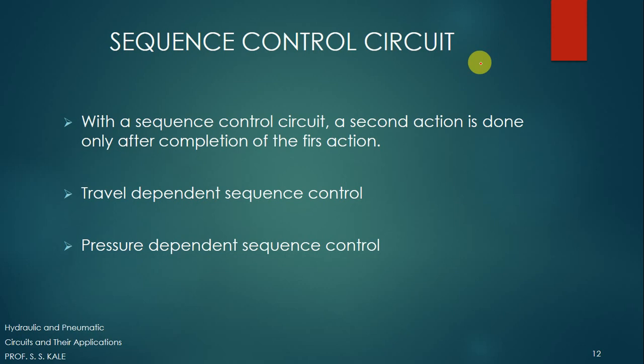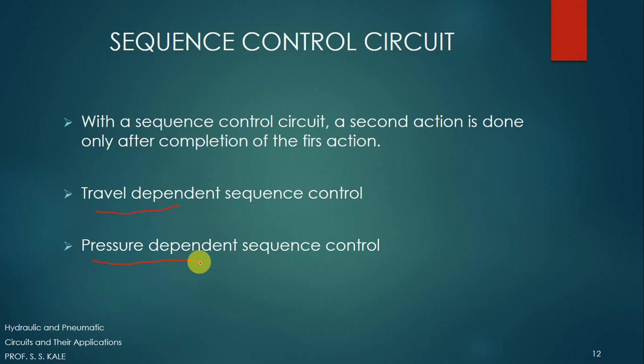Then there are sequence control valves. What are sequence control valves and circuits? Let's see. With a sequence control circuit, a second action is done only after completion of the first action. So we can do the sequencing of the piston movement: the second piston will move when the first piston movement is complete. There are two types of sequence control circuit, the travel dependent sequence control circuit and the pressure dependent sequence control circuit. Travel dependent means depending on the travel of the piston, whereas pressure dependent means it operates according to pressure.